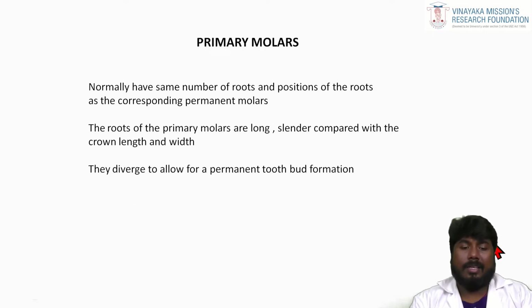Primary molars normally have the same number and position of roots as the corresponding permanent molars. It will be the same as a permanent molar. The roots of the primary molars are long and slender compared with the crown length and width. They diverge to allow for permanent tooth bud formation.